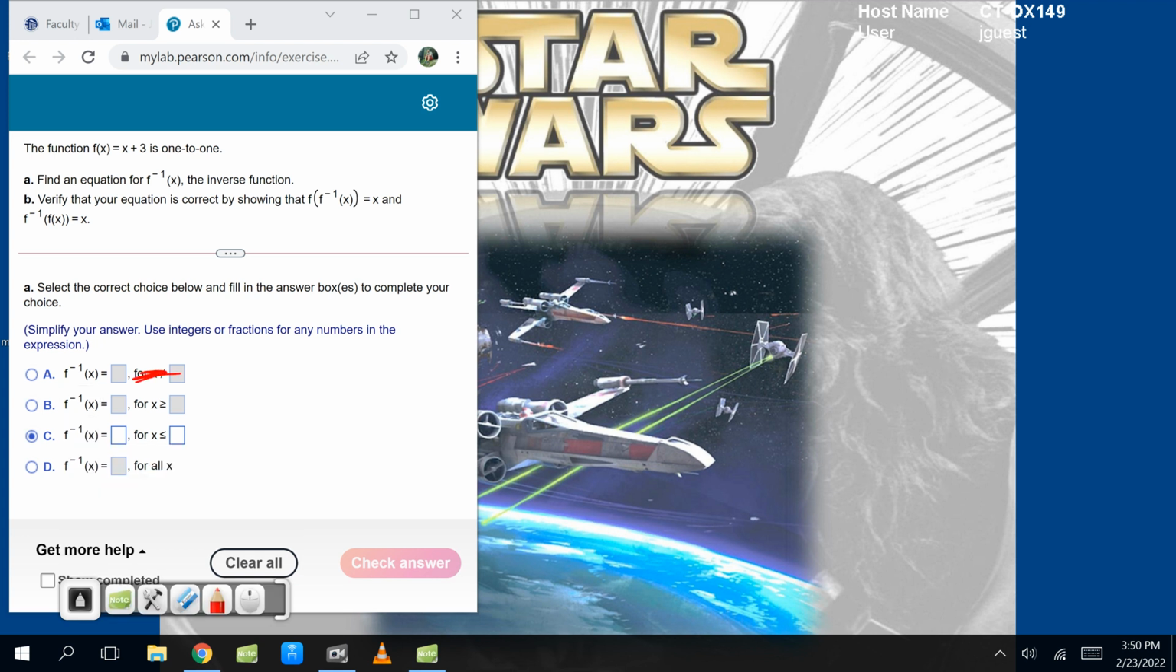Then we don't need to worry about this one, or this one, because it's going to work for all x. It's going to work for all x.